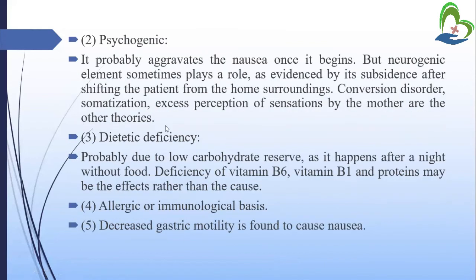Okay, after this we discuss the psychogenic theory. In the psychogenic theory, it probably aggravates the nausea once it begins, but neurogenic elements sometimes play a role, as evidenced by its subsistence after shifting the patient from the home surroundings: conversion disorder, somatization, excess perception of the sensation by the mother. In the psychogenic theories, environmental changes or neurological changes can cause the mother to vomit.